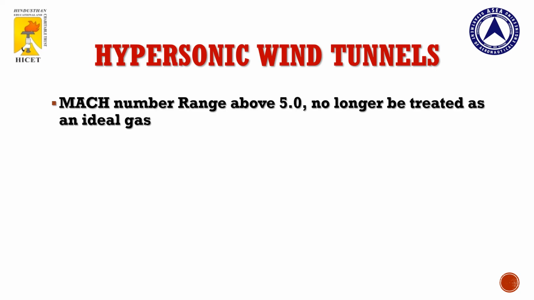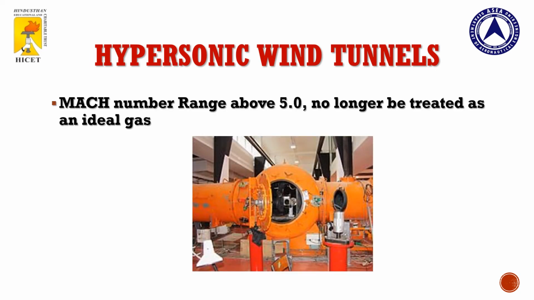The last one, and the very large wind tunnel, is called the hypersonic wind tunnel. Why it is large: the Mach number will be above 5.0. As I told you already, when the Mach number increases, definitely we will face some shock waves. So the wind tunnel must be designed in order to eliminate the shock waves. Here in the hypersonic wind tunnel, you can eliminate the shock waves very easily. We can use this wind tunnel for Mach numbers above 5.0. The gases here can no longer be treated as ideal gases.